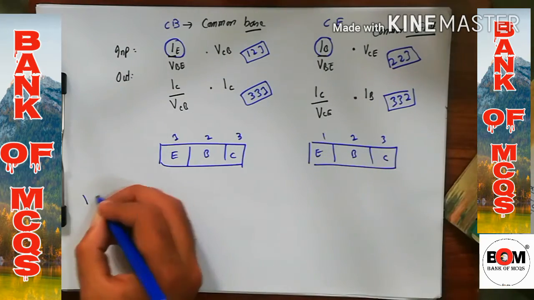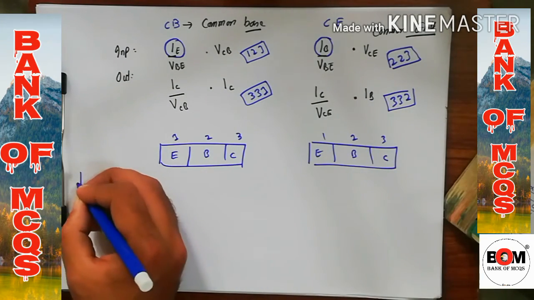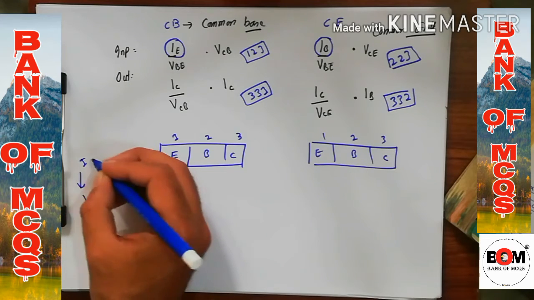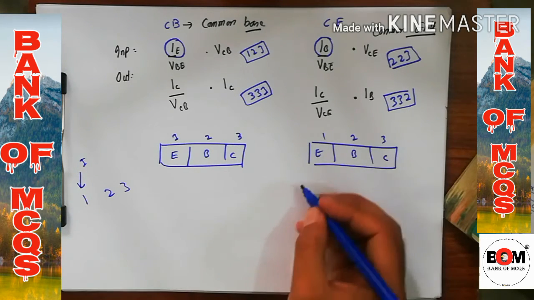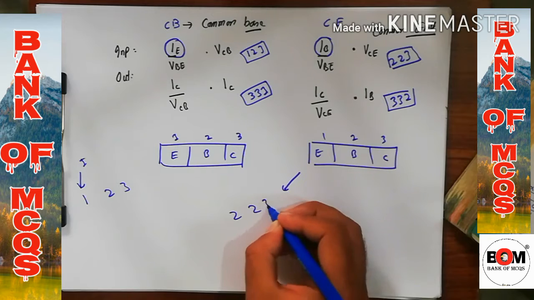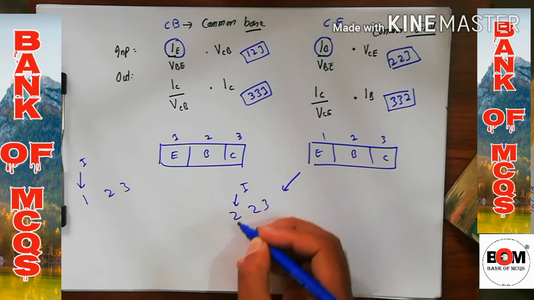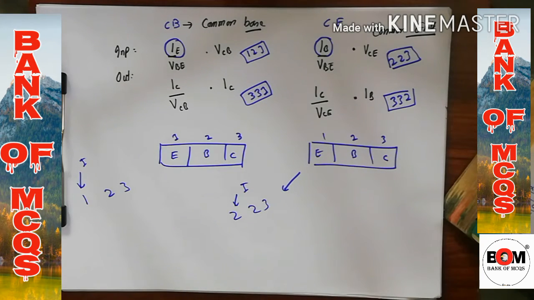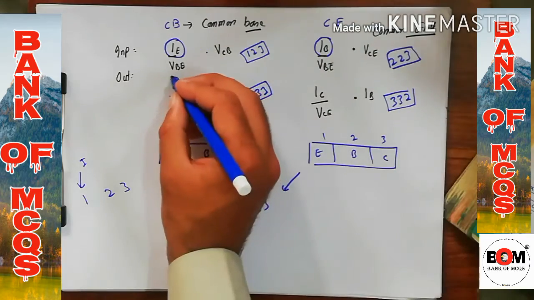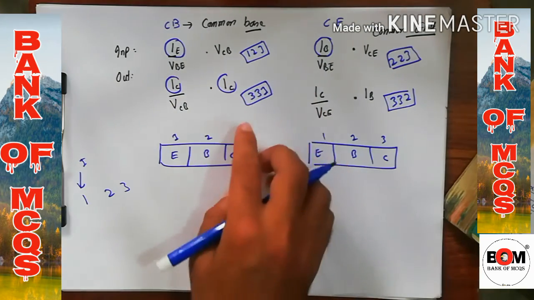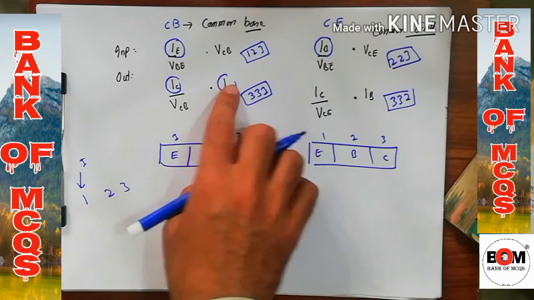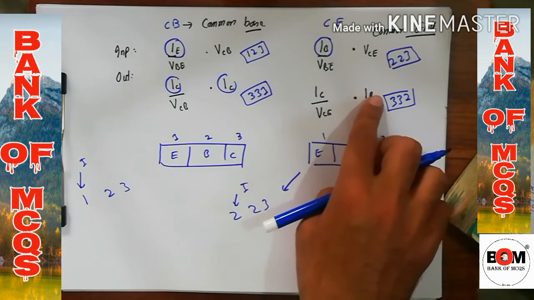So in 1, 2, 3, the one stands for current, and the rest are voltages. In 2, 2, 3, the 2 is for current and the rest are voltages. Now in output, the first and the third values stand for the current and voltage respectively, so 3, 3, 1 and 3, 3, 2 follow the same pattern.